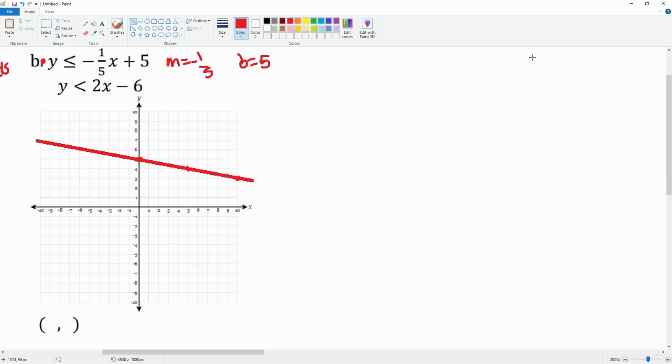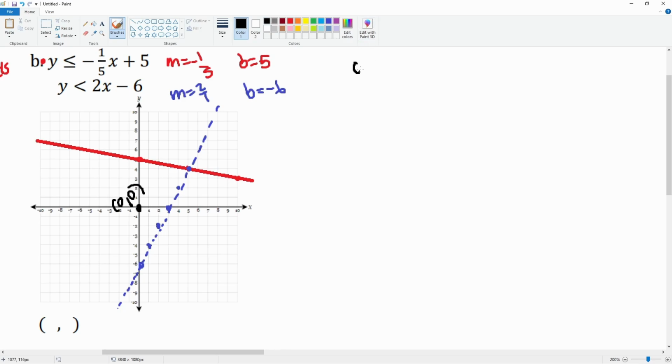Once we have that, we can now do the blue. The y-intercept for the blue one is -6 and the slope here is 2/1, so we go up 2 across 1, up 2 across 1. Okay, and that is also going to be with a dashed line because there is no equal to on the symbol.